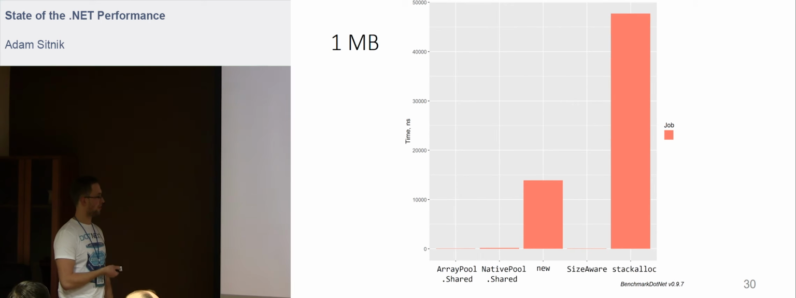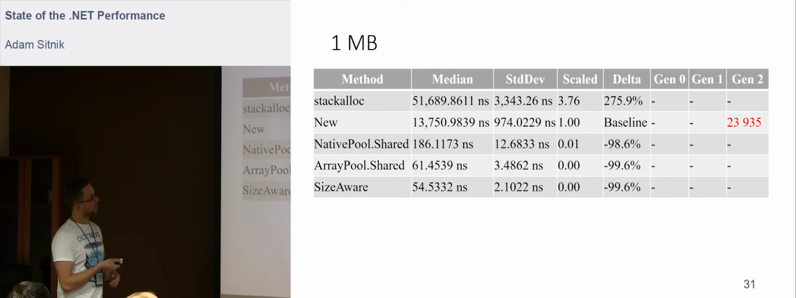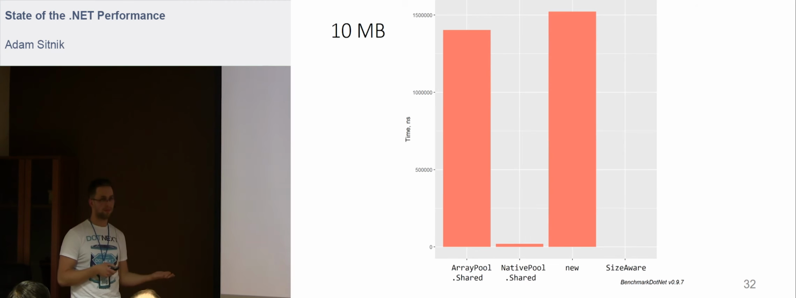And as I told you before, if we allocate large objects, we get a lot of Gen 2 collections. So this is what you want to avoid. But there is one problem with the default pool. As you can see, for 10 megabytes, it's almost as slow as new. I told you before that it has the default max size. So if you ask for something bigger, it will simply create a new array and return it to you.